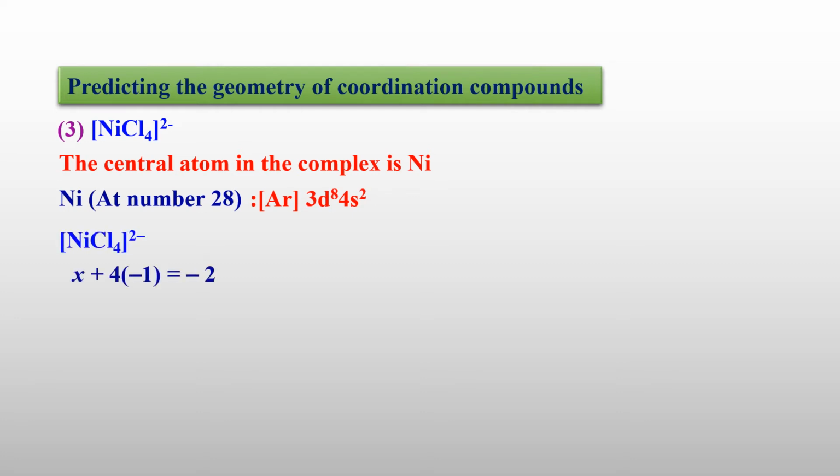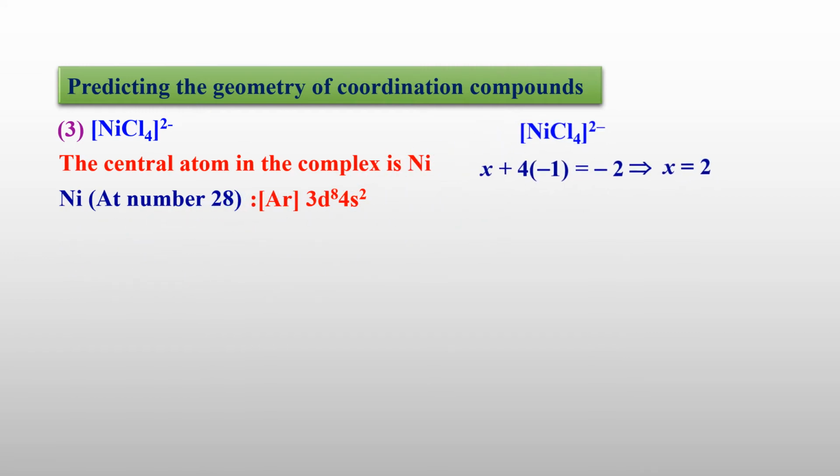X plus, there are 4 ligands, the same ligands, that is a halide or chloride. 4 into the charge of the ligand is -1, halide charge is always -1, so 4 into -1 is equal to -2. -2 is nothing but the charge on the complex. Now you will get X is equal to 2, so in this complex the nickel oxidation state is +2, nickel +2. Now argon 18 3d8, the 4s 2 electrons I have removed.